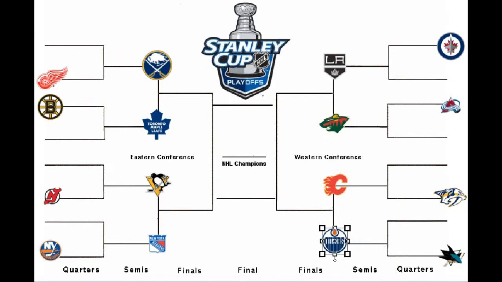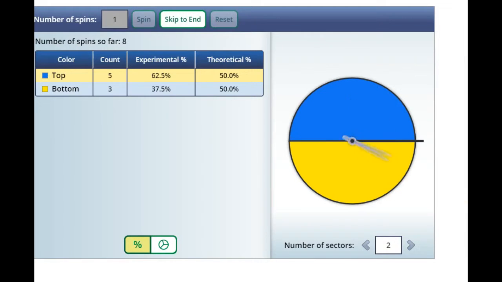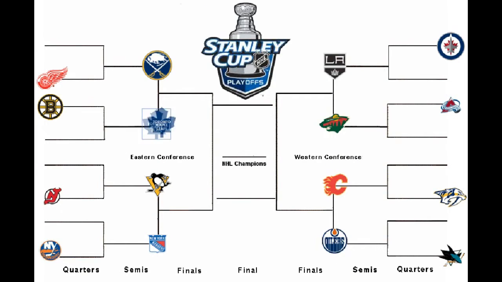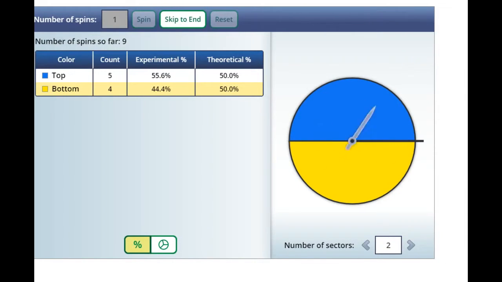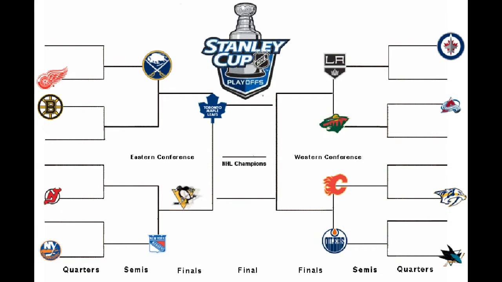So we'll flip back to the East. Our first matchup in the semis in the East is the Buffalo Sabres versus the Toronto Maple Leafs. It looks like the Maple Leafs are moving on to the conference finals. It's getting good in here. Okay, there we go. And our next matchup in the East is the Pittsburgh Penguins versus the New York Rangers. Looks like the Pittsburgh Penguins are moving on to the conference finals to take on the Maple Leafs.